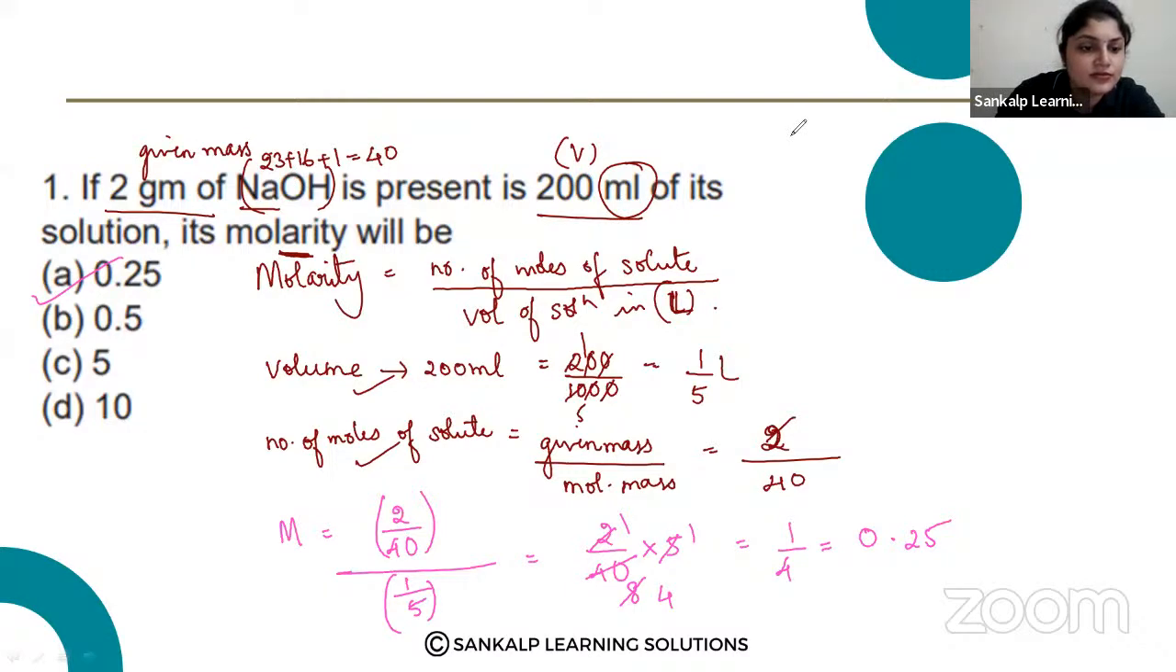So most of you, what you have answered, let me see. Yes, many of you have answered it A. Yes, some have answered it B, but most of you have answered it as A. So A is the correct answer.